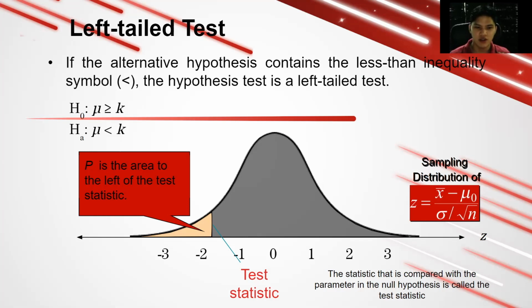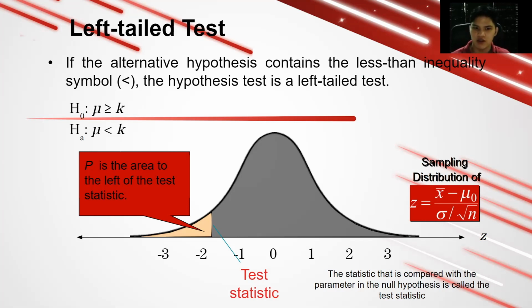So as you can see, the p-value is the area to the left of the test statistic. Now, what is the test statistic? Basically, the statistic that is compared with the parameter in the null hypothesis is called the test statistic.